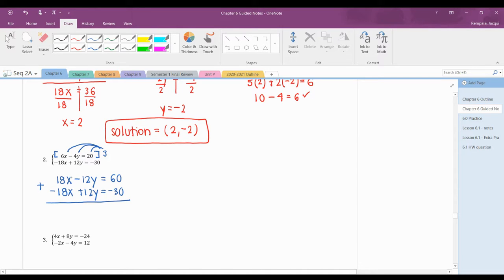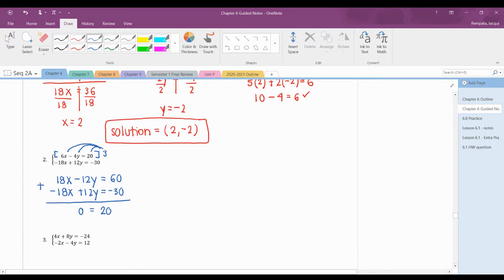Well, 18 minus 18, that goes away. If I look at the y's, negative 12y plus 12y. So negative 12 plus 12, that's also an opposite. That's going to disappear. So the whole entire left side disappears. That's why it just turns into 0. On the right side, 60 plus negative 30, or 60 minus 30, well, that's going to give us 30.